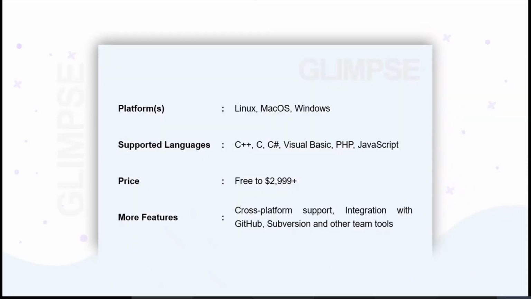So a glimpse of Visual Studio: the platforms it supports are Linux, Mac, and Windows. Supported languages are C, C++, C#, Visual Basic, PHP, and JavaScript. Price: some of the services are free, but there are paid ones as well, ranging from free to almost 3,000 plus dollars. More features include cross-platform support, and integration with GitHub, Subversion, and other team tools.